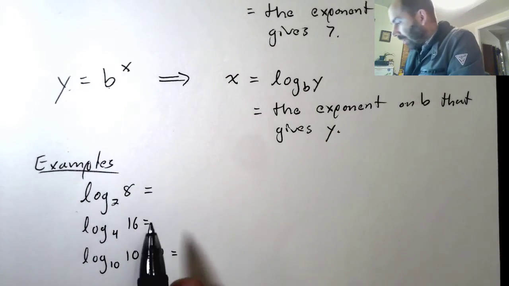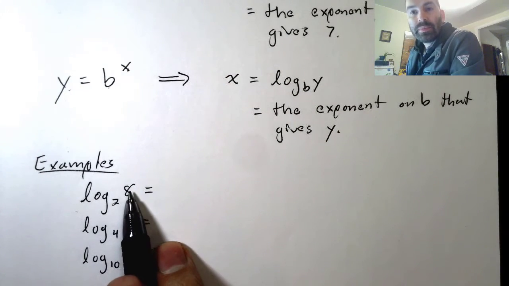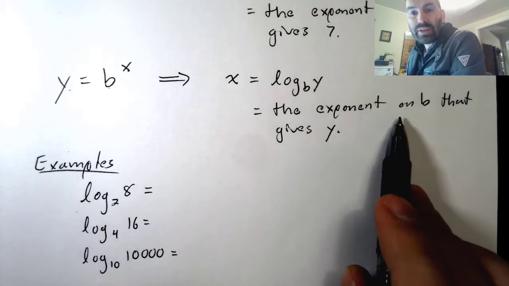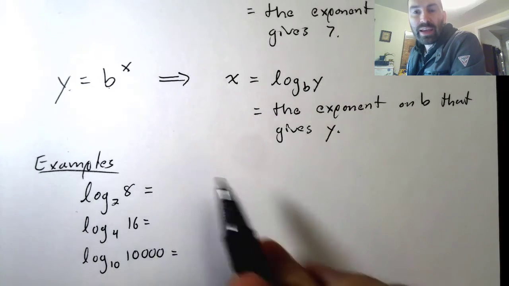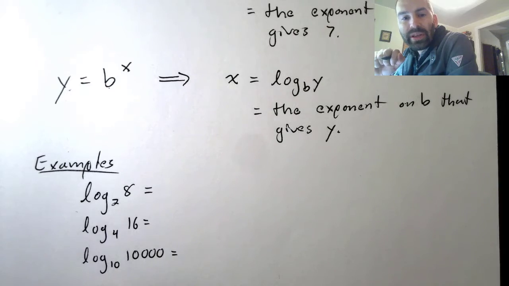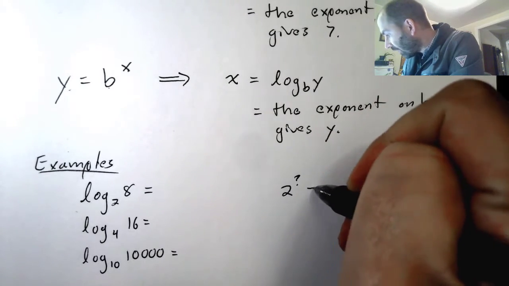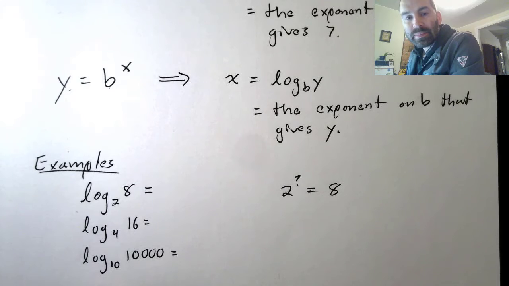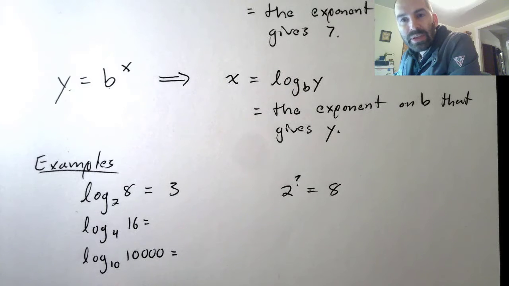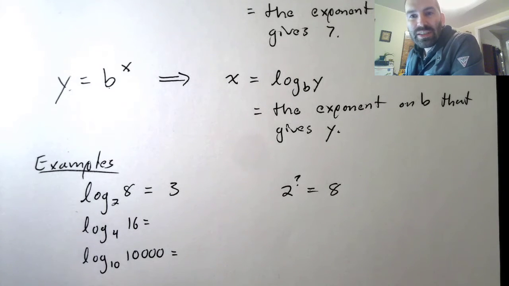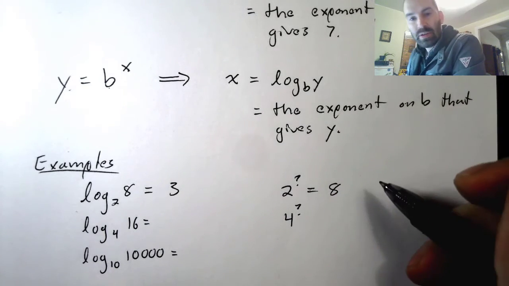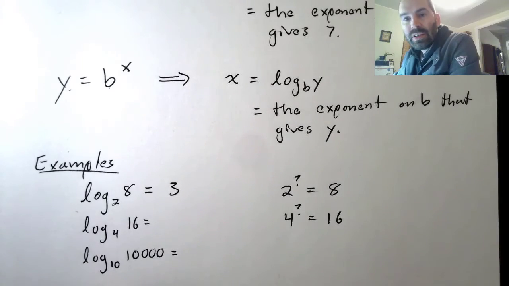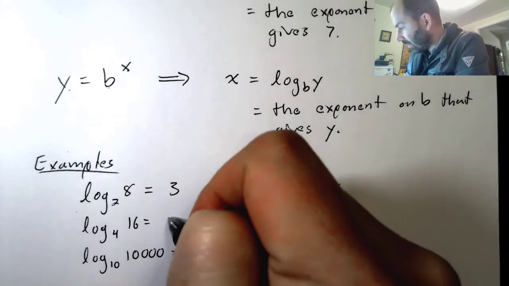So here we go. Log base 2 of 8. What is this? It's the exponent on 2 that gives 8. In other words, 2 to the what equals 8. Think about it a little bit, you realize that's the number 3. So that's what log base 2 of 8 means. Okay, what about log base 4 of 16? Well, it is the exponent on 4 that gives 16. So 4 to the what equals 16? Well, the answer is 2.